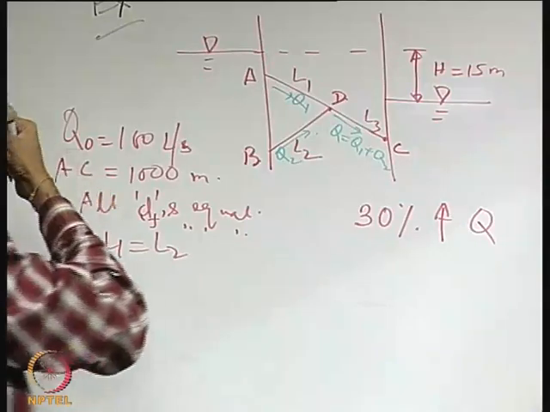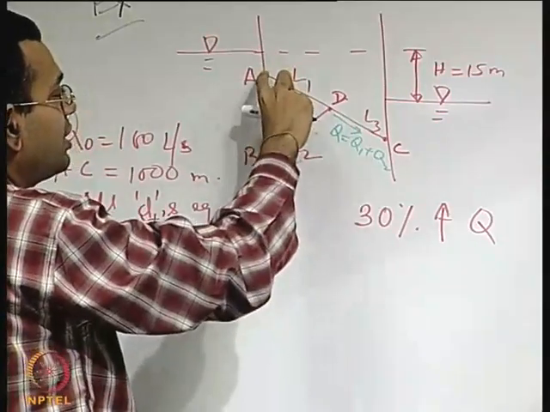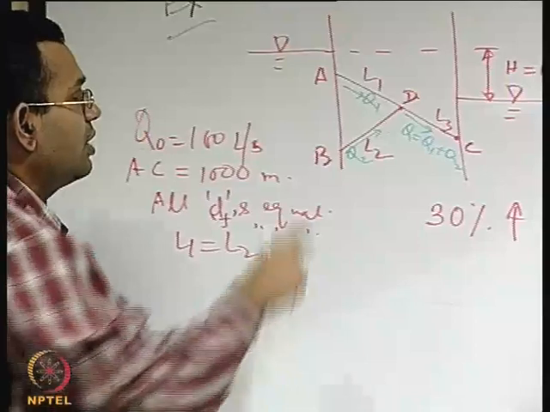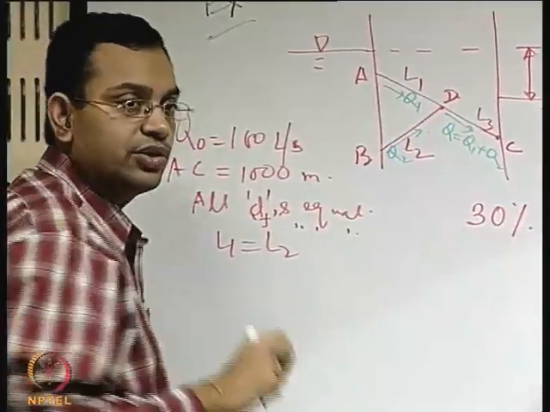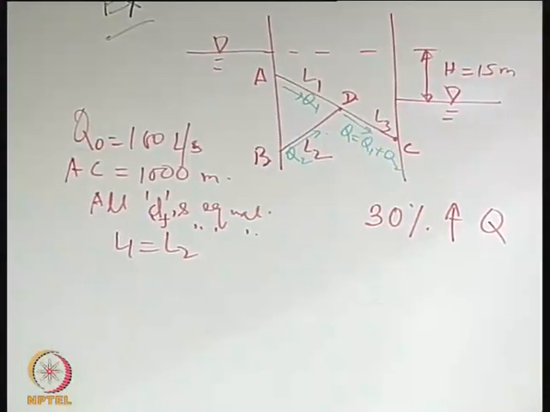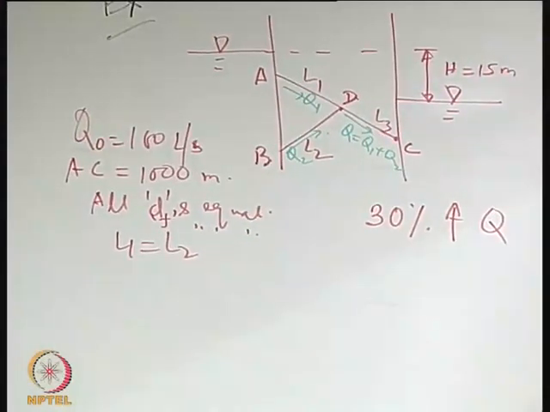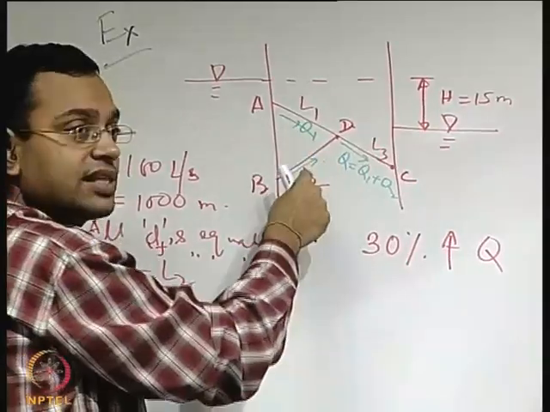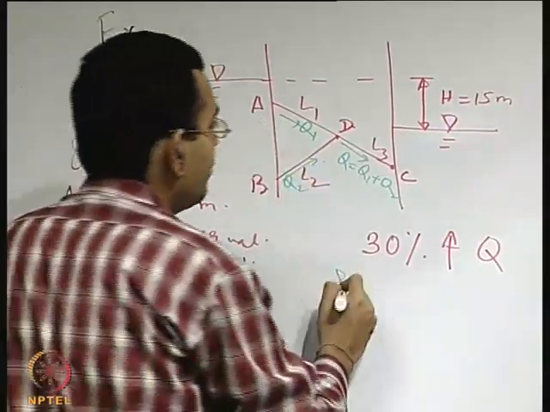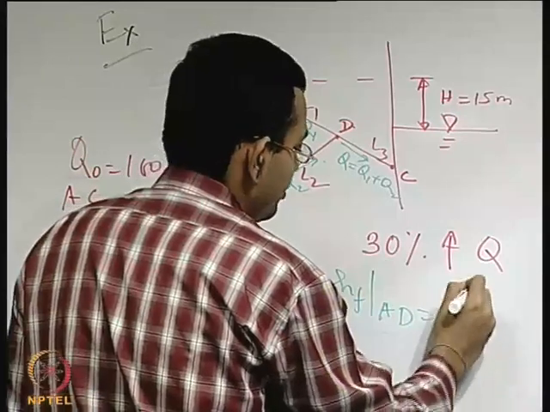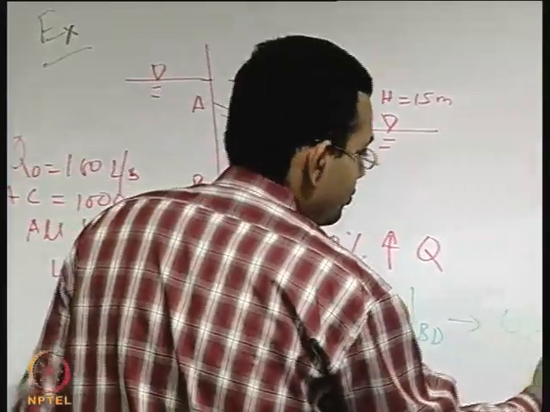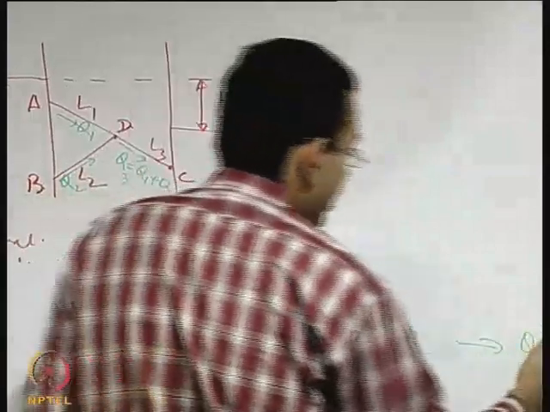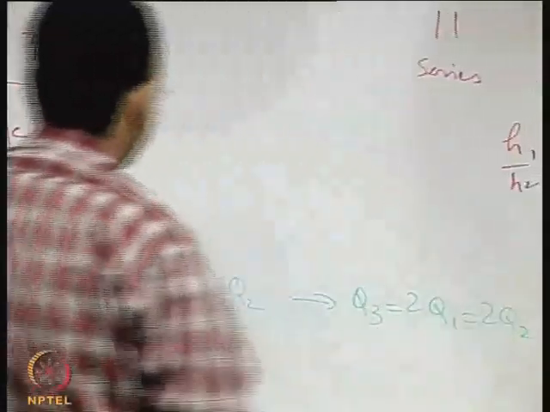So then you can write, if you neglect this elevation difference, the head losses for AD and BD should be the same, because they are like pipes in parallel. Head loss is a function of Q, F and L. Since F and L are the same, Q should be the same. So HF AD equal to HF BD will give you Q1 equal to Q2, and therefore you have Q3, which is either equal to 2Q1 or 2Q2, all the same.